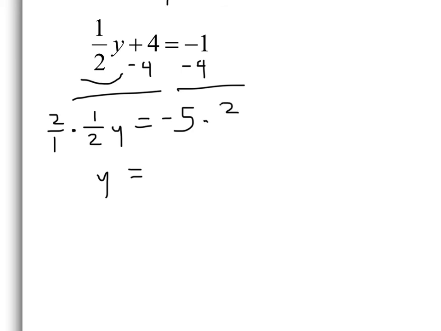But if I'm going to multiply the left-hand side by 2 over 1, I have to multiply the right-hand side by 2 over 1 too. You don't have to write the over 1, but I was just trying to emphasize the fact that it's the reciprocal of 1/2. And that gives us our answer of y equals -10, which we can substitute back into the original problem and see if it gives us the correct answer.